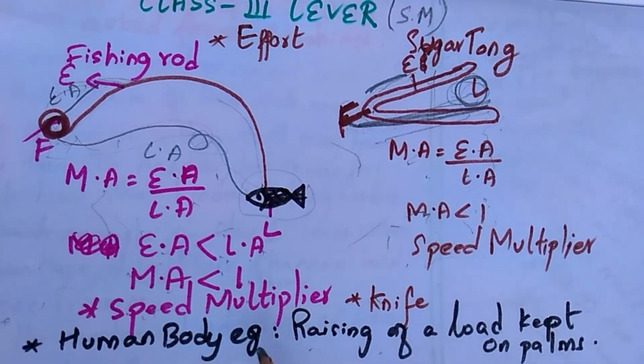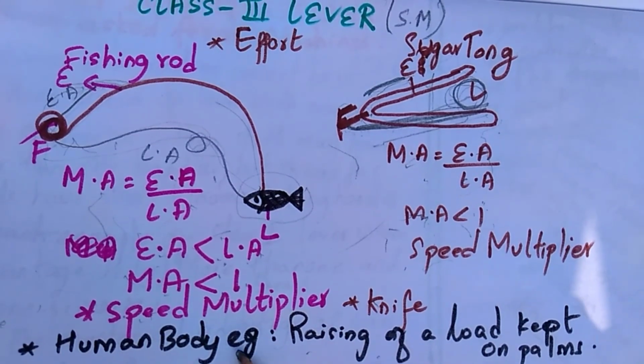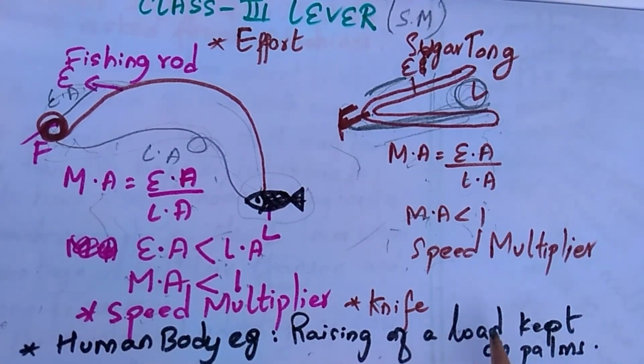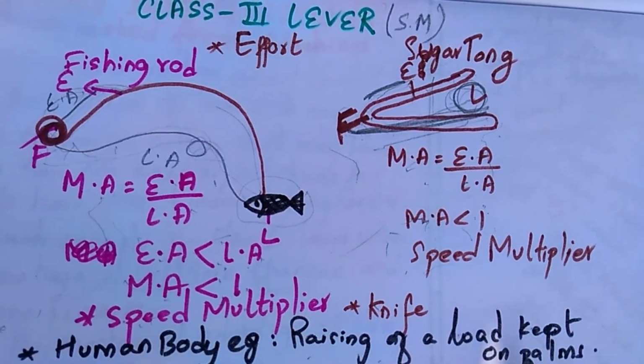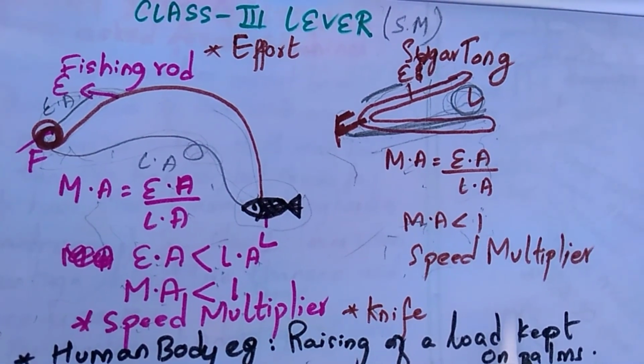Now I am going to give you human body example, which is very important. Raising of load kept on palms is an example of class 3 lever, human body example.